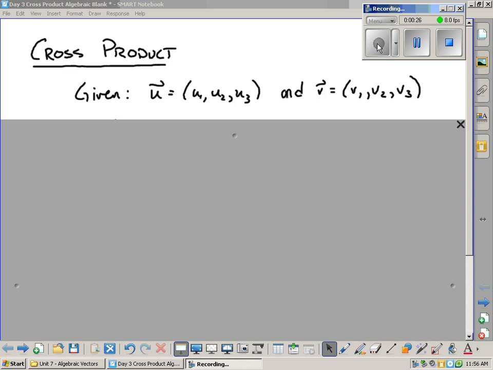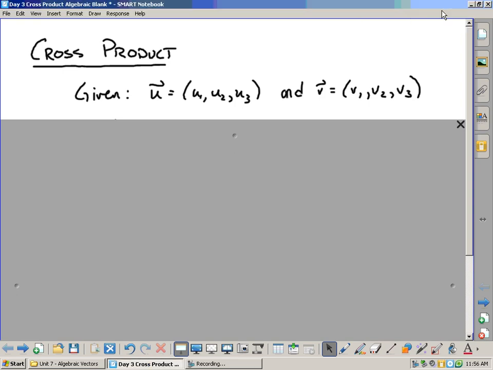One thing that we have to recognize that is different is that when we do the cross product, remember the cross product gets us a vector, a new vector. So when we did the dot product on Friday, the answer was a scalar, but here it's going to be a vector. But it's still rather simple.